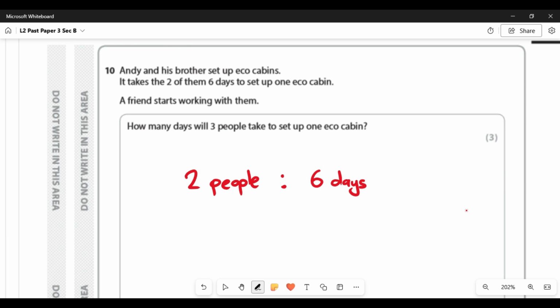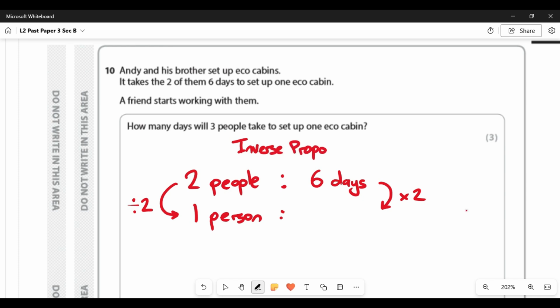So if you imagine, if it was just one person making this same cabin, always ask yourself, is that going to take you longer or is that going to take you shorter time? And in this case, obviously, if it's only one person doing the same job, that's going to take him longer to do that job. So instead of dividing by 2, obviously you do divide by 2 here on this side, you're going to have to multiply by 2 because it's going to be longer, not shorter. So this is actually an inverse proportion question.